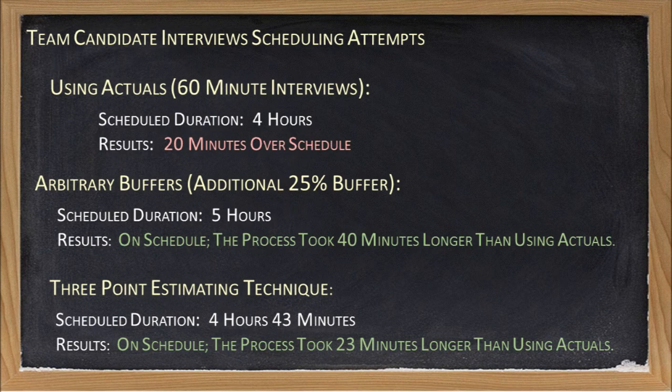With our 3-point estimating technique approach, we were able to once again stay on schedule, but the process only took 23 minutes longer than when we had used actuals. This method kept us on schedule while avoiding unnecessary delays that would have been induced by the arbitrary buffers. Plus, unlike the arbitrary buffers, it is based on sound statistical practices that can be easily explained and justified to the project stakeholders. What's more, were we to continue to do even more interviews, the efficiency resulting from the 3-point estimating technique would continue to improve.